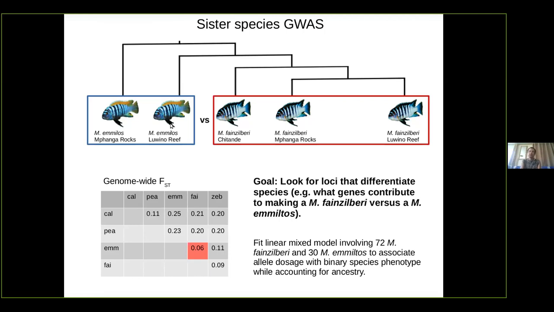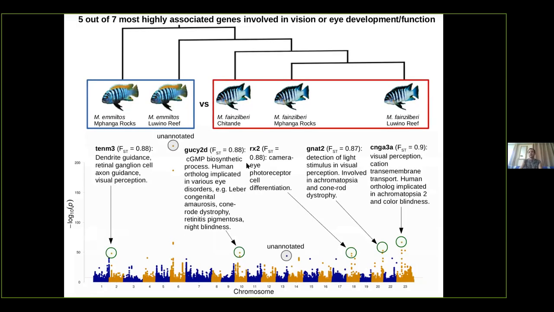So she fit some linear mixed models comparing these groups, treating species basically as a binary trait. And here's what she found.